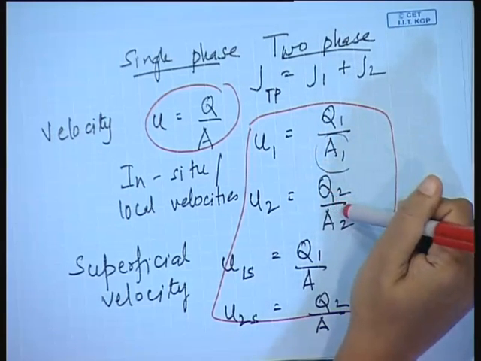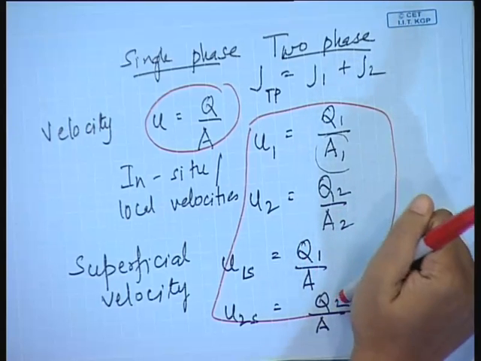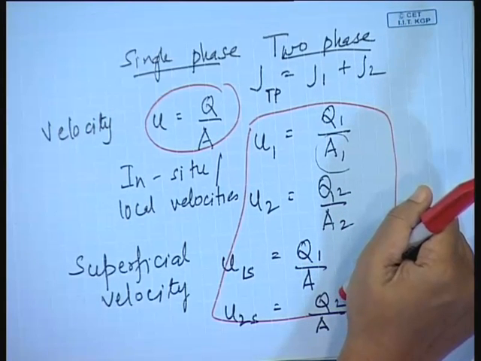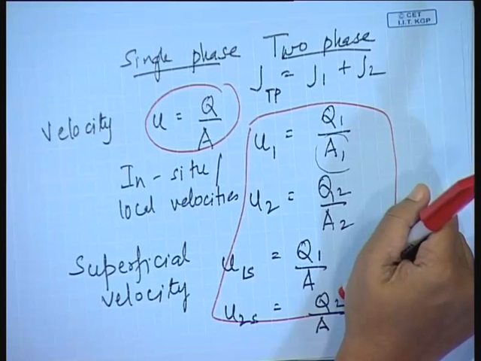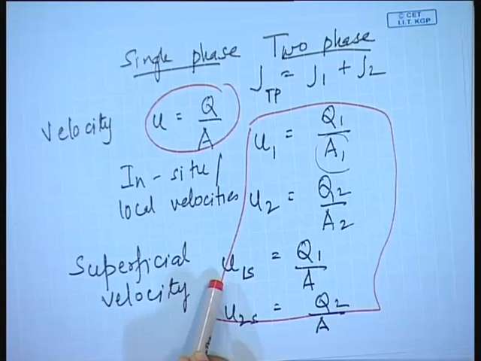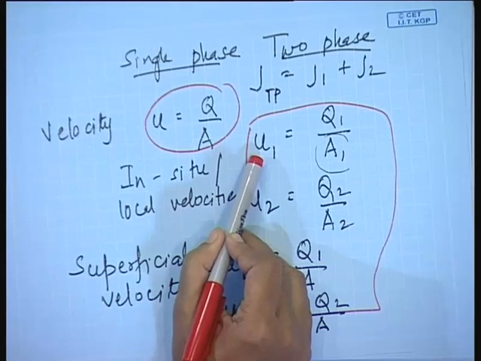We have 2 local velocities for the 2 phases, and we have 2 superficial velocities. We define the superficial velocity as the velocity which the fluid would have had if it flowed alone in the pipe. Okay. So, if only water, or say only phase 1, had flowed alone in the pipe, then the velocity which it would have had is u1s. But now, with what velocity does it flow? It has the velocity u1. Similarly, if only phase 2 had flowed alone in the pipe, the velocity which it would have had is u2s.